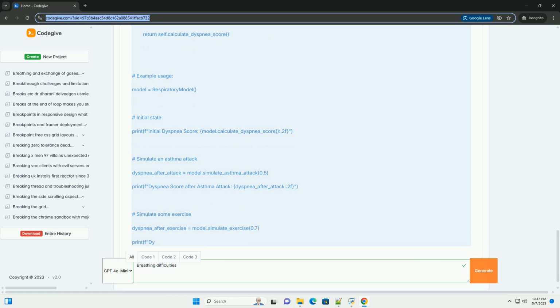Diagnostic tests. Pulse oximetry measures oxygen saturation in the blood. Arterial blood gas, ABG, measures the levels of oxygen, carbon dioxide, and pH in arterial blood. It provides a more comprehensive assessment of respiratory function than pulse oximetry.